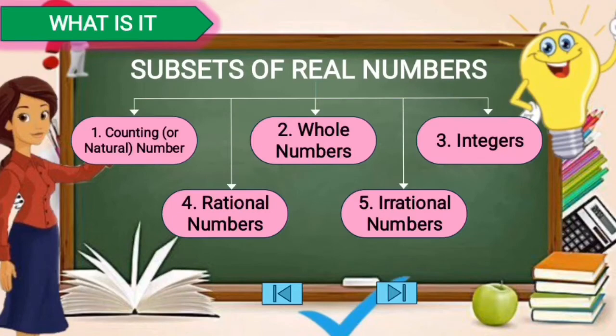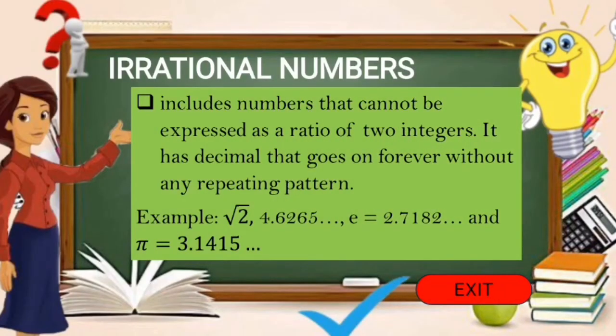Lastly, we have the set of irrational numbers. This subset includes numbers that cannot be expressed as a ratio of two integers. It has decimals that go on forever without any repeating pattern. Examples of irrational numbers are square root of 2, 4.6265, and so on, Euler's number, and pi.